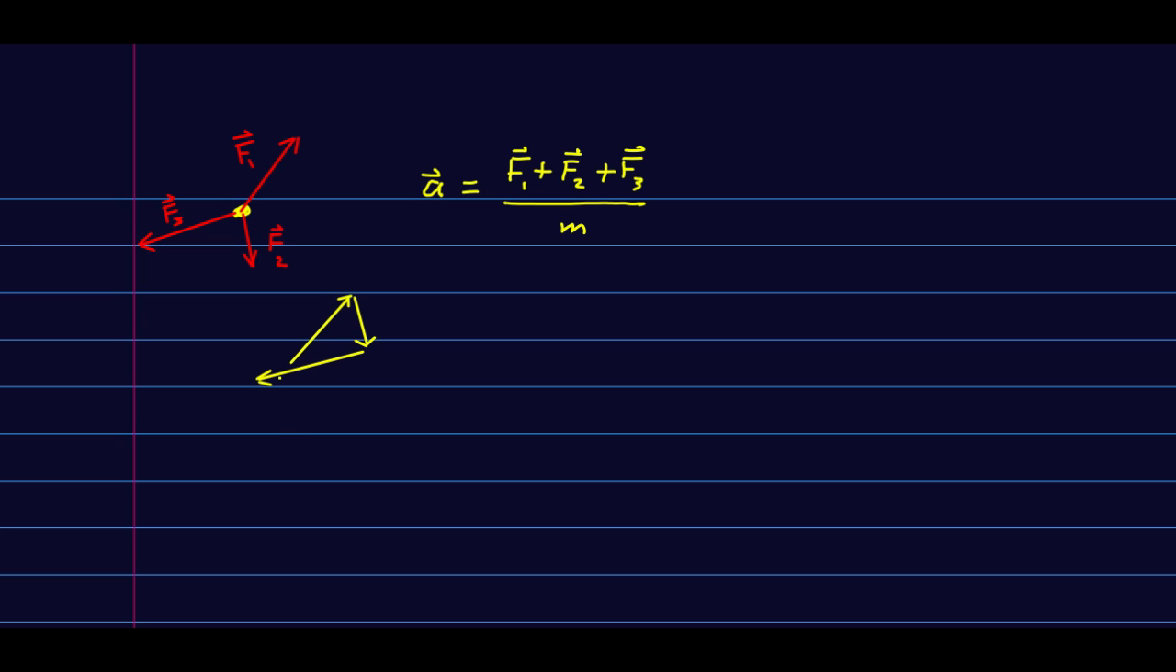roughly like that, with the forces I've drawn, to get a total force like so. And so that is the thing that we then call F net, the total force. This is F1, this is F2, this is F3. So this is F net over m.